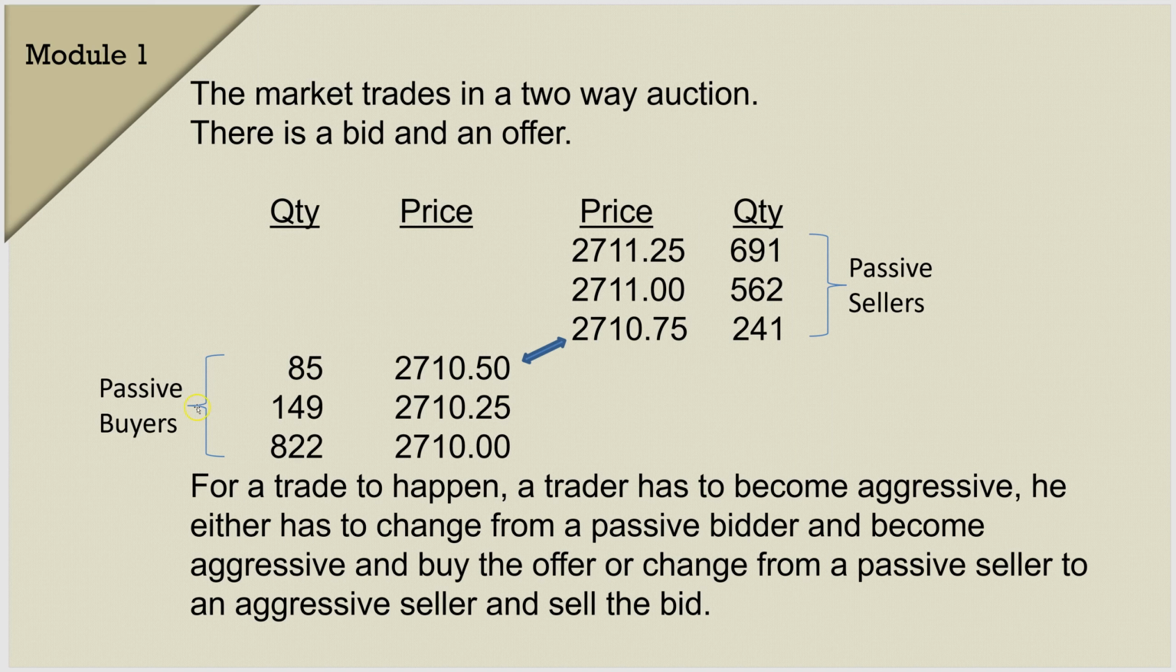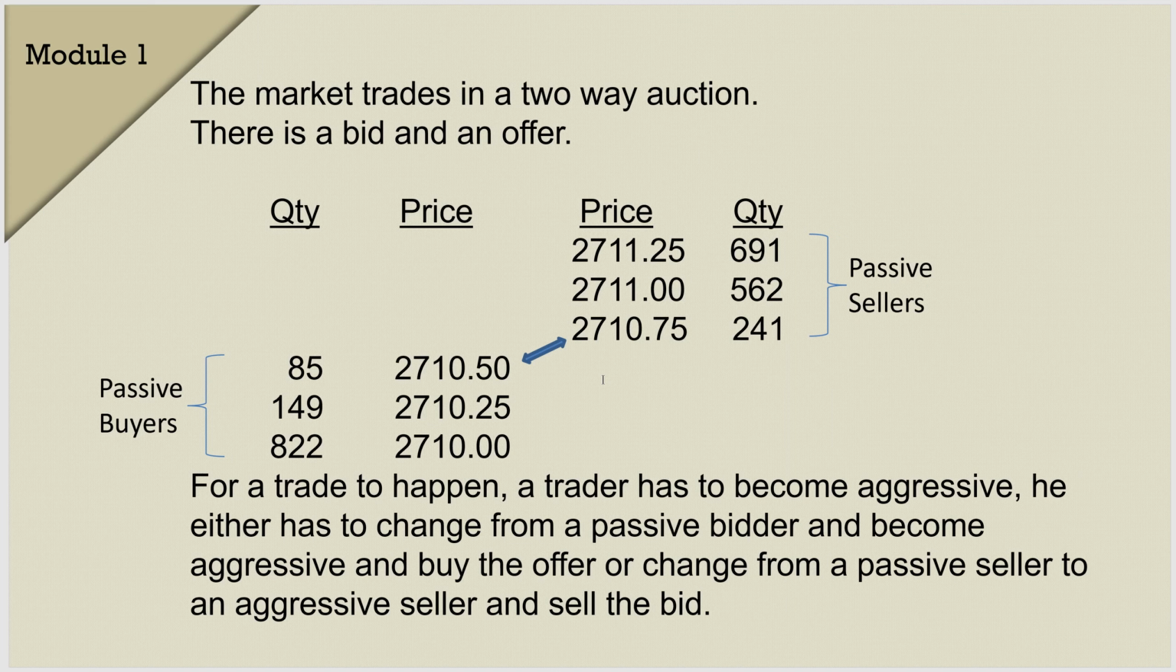So passive buyers are the buyers on the bid side and below the best bid. Passive sellers are sellers on the offer and behind that offer. But if it's just going to sit like this, there's not going to be any trading, right? Someone needs to be aggressive. Be aggressive, right? That's the key.